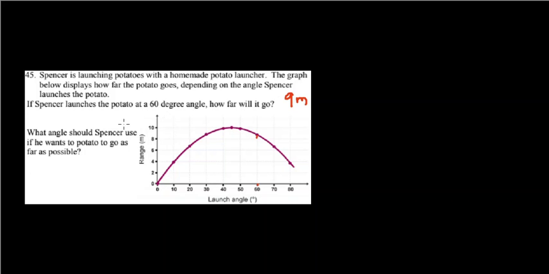What angle should Spencer use if he wants the potato to go as far as possible? So now you are looking for the maximum value. Okay? And so you're trying to find where on the graph is the maximum value, and it looks like around here. And so you need to try and find what the x-axis is. The x-axis looks to be around 45, so 45 degrees is going to be our answer, because it is the maximum range.